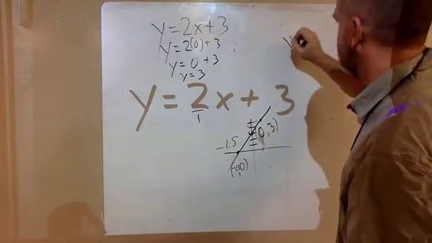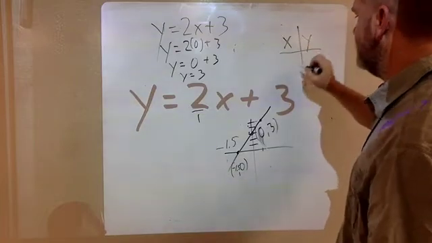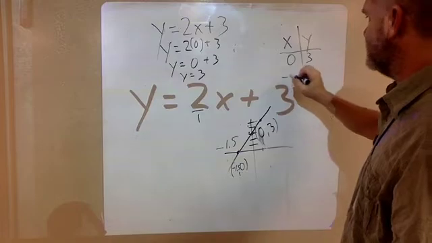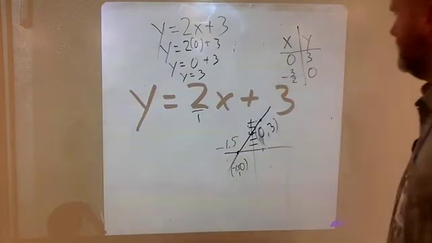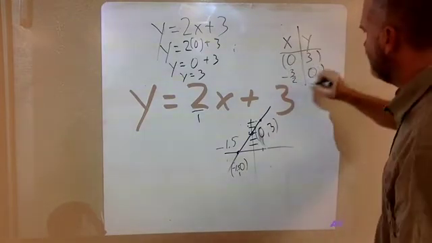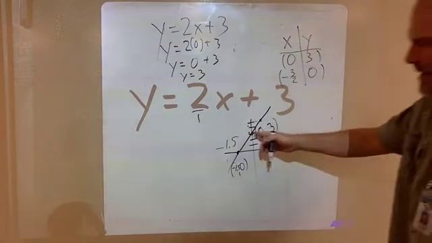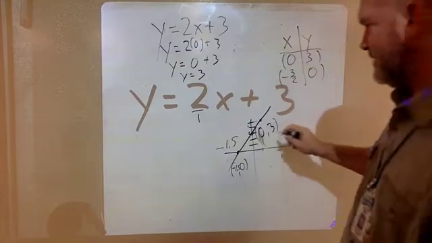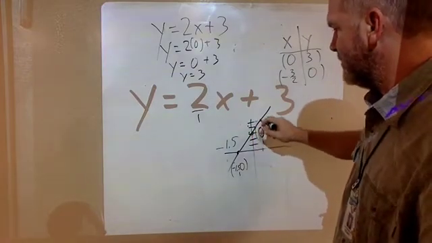What we just did was basically fill in a little table here. We said when x is 0, y is 3. And when y is 0, x is -3/2. And that's 2 points that you can plot on a graph and connect them, and you're done. So it's another way to graph besides starting at the starting point and counting up and over.